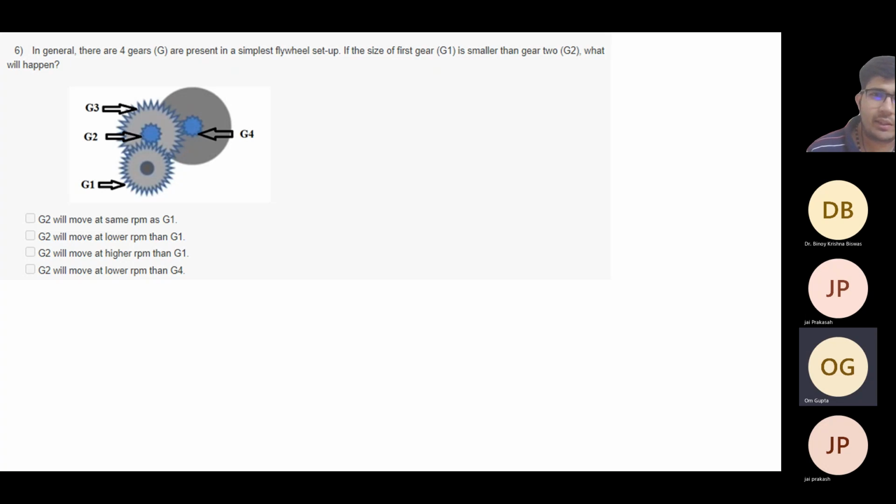Now we have changed the gear. G1 is smaller and G2 is bigger. Now you have answered one option correctly, that G2 will move at lower RPM than G1. That is correct. Now what about the other options?